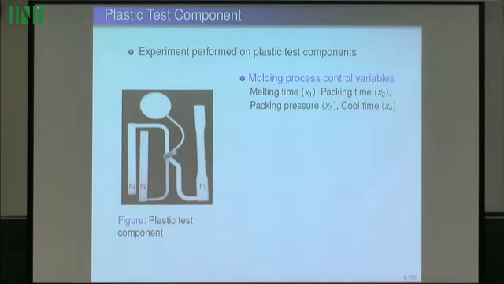Okay, so we did the experiment on this plastic part. This is a standard plastic testing part, and they could manipulate 4 variables. These are our control process variables: the melting time for the plastic, the packing time for the extra push of the material into the mold, the extra packing pressure, and the cooling time. So those are the 4 variables.